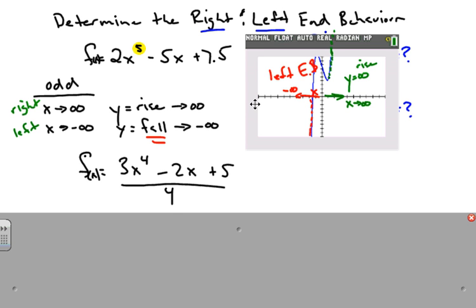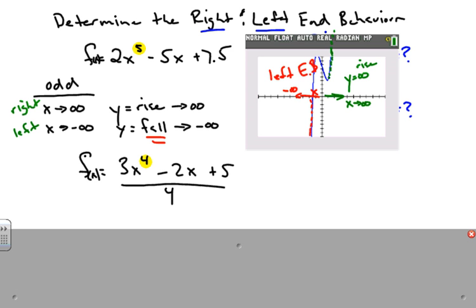A little bit different is when you have an even degree polynomial, like this one right here. It's going to change a little bit. With an even degree, as x goes to infinity, the y values will also rise and approach positive infinity. When x goes to negative infinity, the y values will rise again, approaching infinity as well.